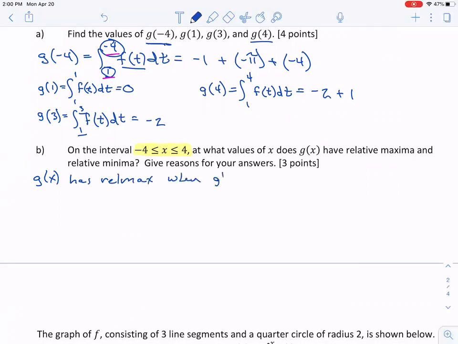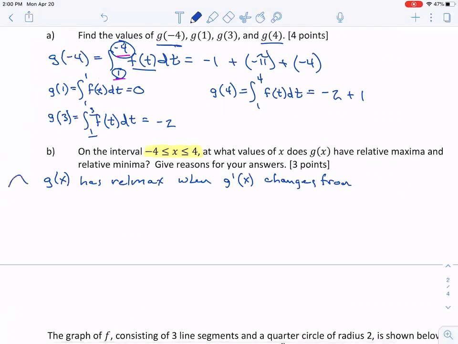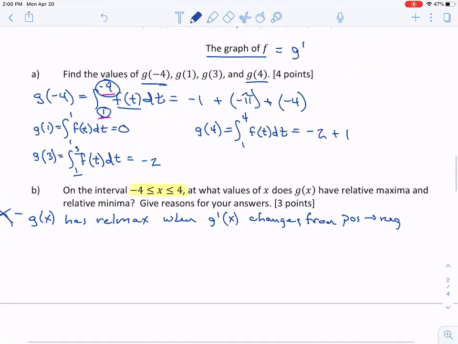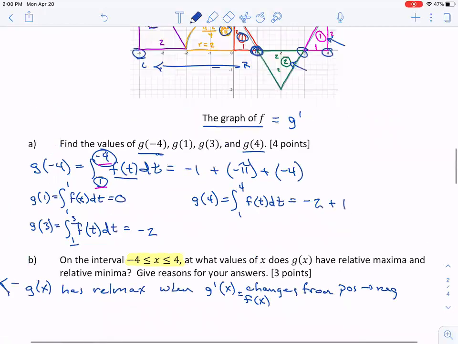when g prime changes from, well, relative max, I always kind of remind myself, relative max looks like that. That means the derivative must be going from some positive value to some negative value. So g at x has a relative max when g prime changes from positive to negative. And again, I have to remember g prime is the same as f of x. So I want to look at f of x.